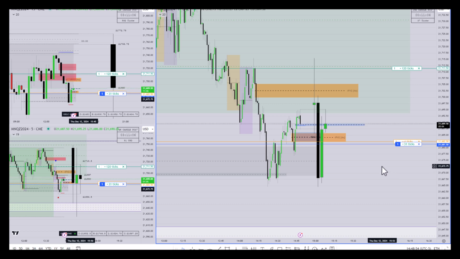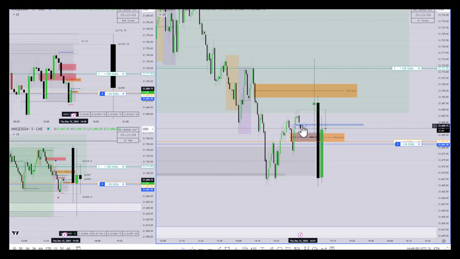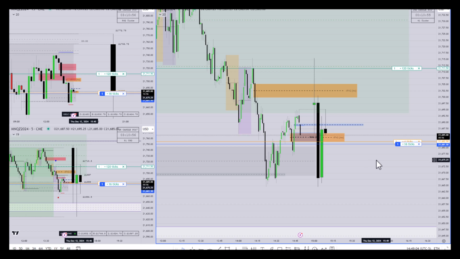1 minute to the macro. That's the expected after we've taken that little liquidity there. Come back down, pick up some more sell side liquidity, see if we bounce off here. If it takes me out, it takes me out. Stop could come back here maybe.